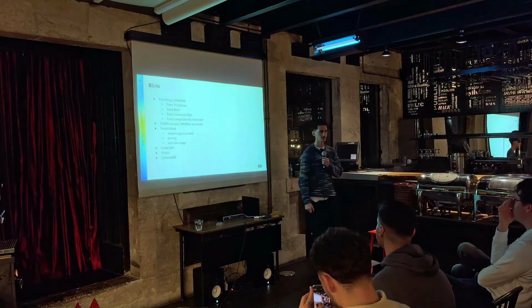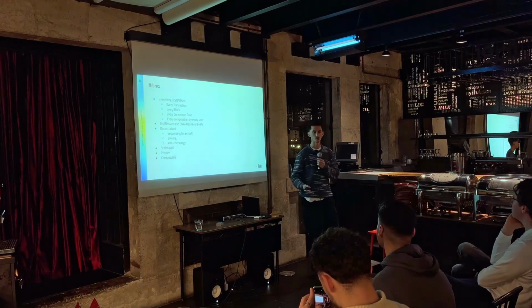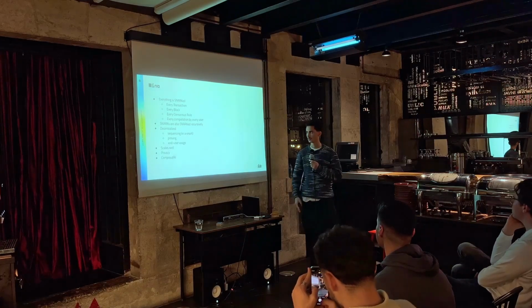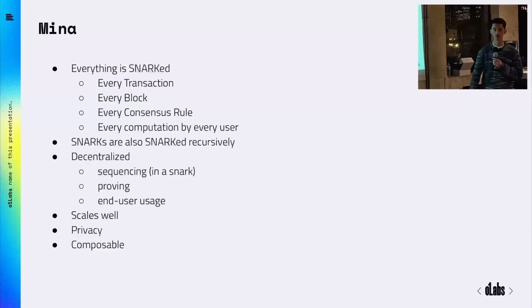So Mina is a succinct blockchain. In Mina, everything is a proof. Everything is snarked. Every transaction is snarked. Every block is snarked. Every consensus rule is snarked. Every computation by every user is also snarked. Also, every snark is snarked recursively. So at the end, we have a snark proof with which we can verify the whole blockchain state. And not just the current block, but all blocks that happened in the blockchain. We can verify all of them with only one snark proof.